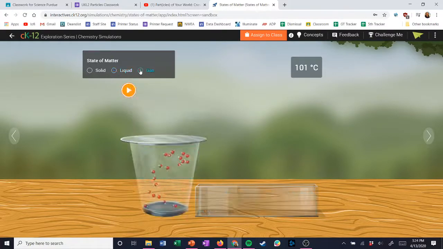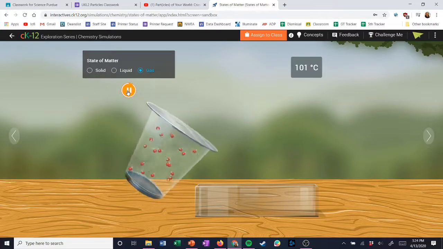Lastly, if we have a gas, what you're noticing here is that the particles are bouncing around like crazy and bouncing off of each other. And in fact, they would be flying outside of the cup if we didn't have a lid on top of this cup right now. We're going to try to pour the cup of water into the trough, but we'll see how well that actually goes for us.